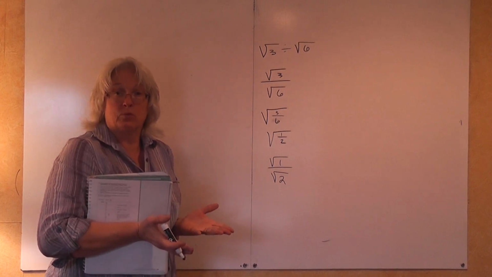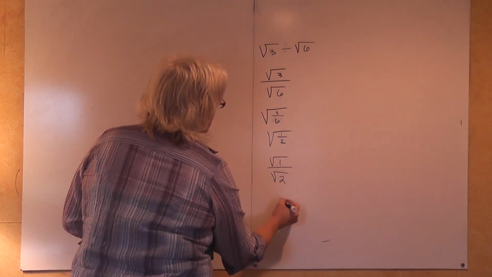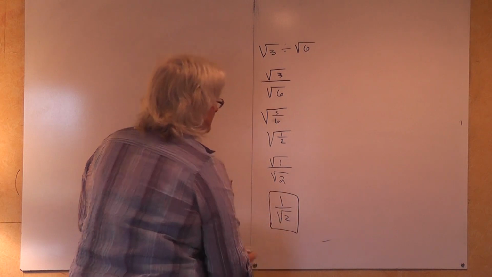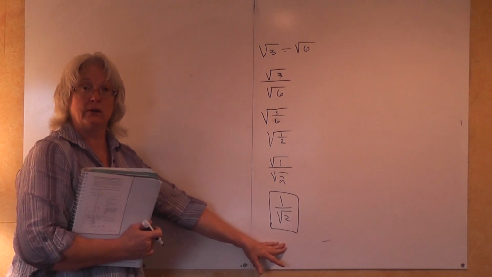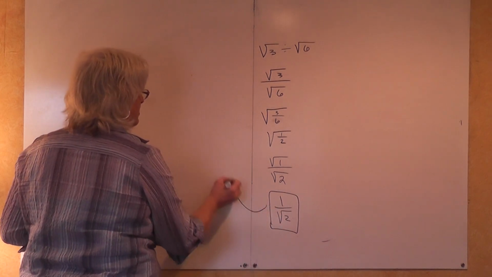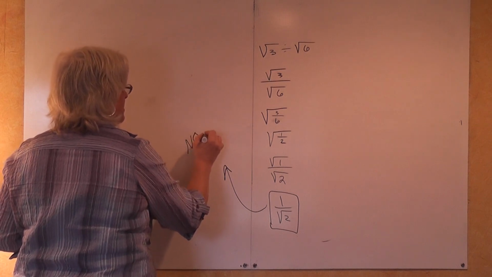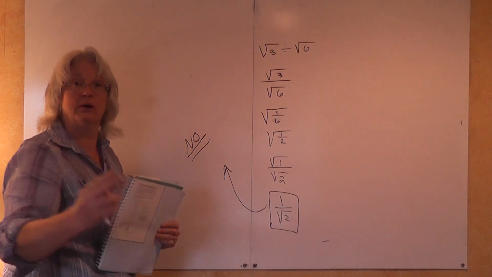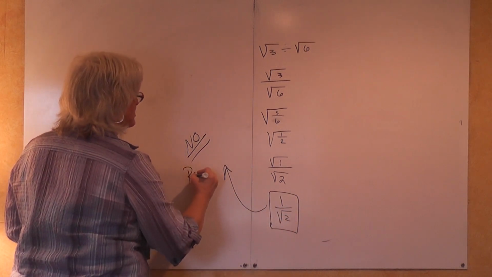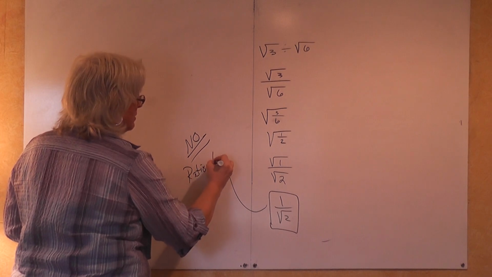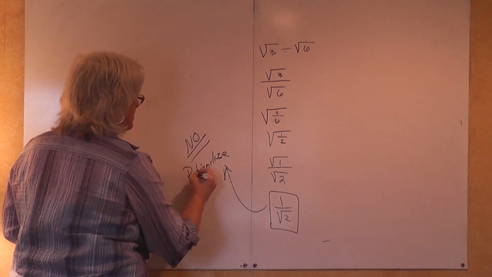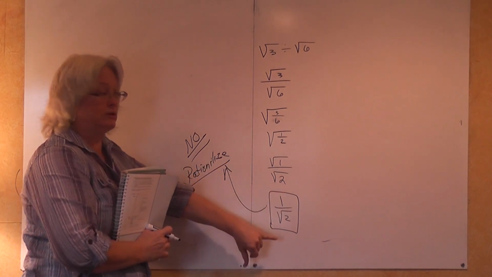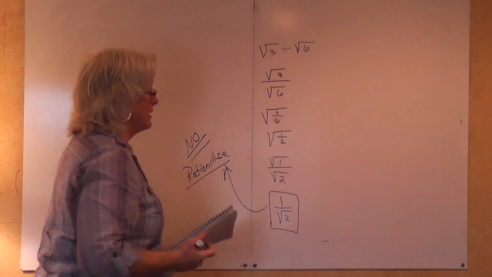Okay, we can take the square root of 1, but we end up with 1 divided by the square root of 2. Is this answer all right? No. What do we need to do? You cannot have that radical symbol in the denominator, so you need to rationalize it. What does it mean to rationalize the denominator? It means multiply by whatever you need to so that you don't have that radical symbol in the denominator.